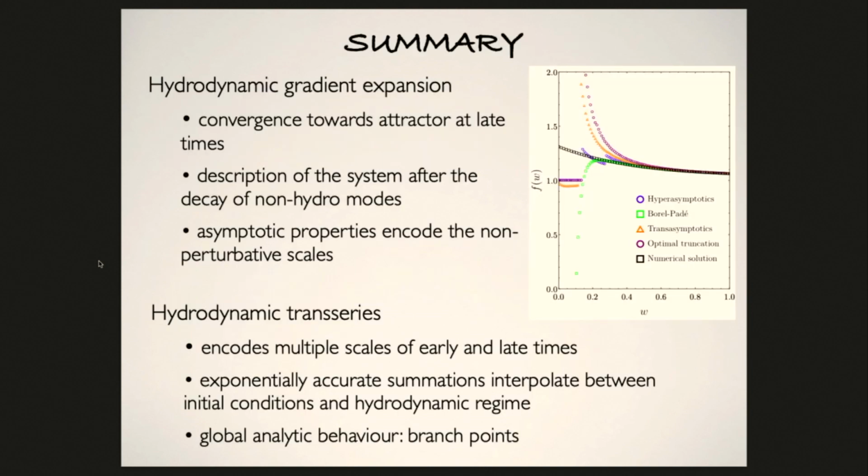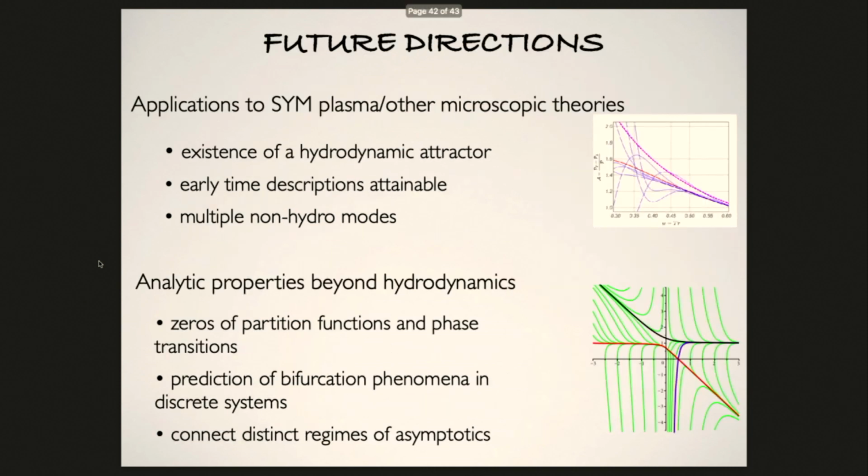And just to say, this is just a plot of the numerical comparison and the various summations. So I talked about the hydrodynamic gradient expansion, saw that it succeeds at very early times, but even more than that, you can go all the way to initial times, that the asymptotic properties encode everything. So yeah, there are multiple scales of early and late times, and you have well-known, accurate summations that you can use. Of course, you can go much further.